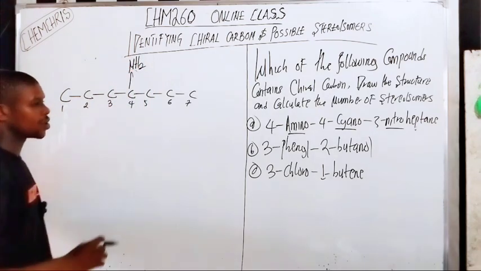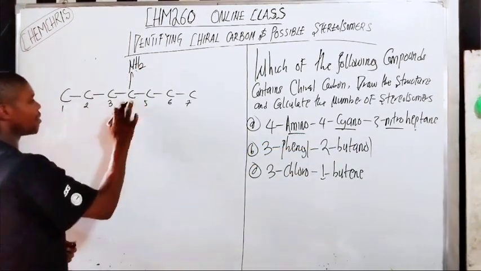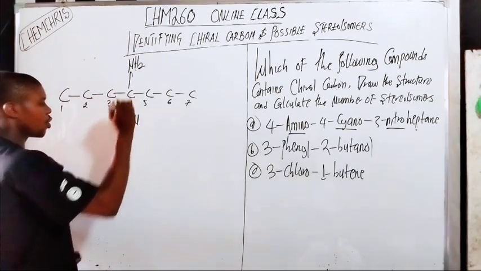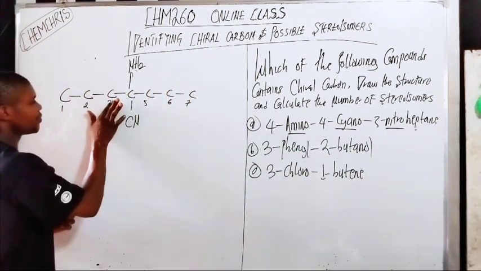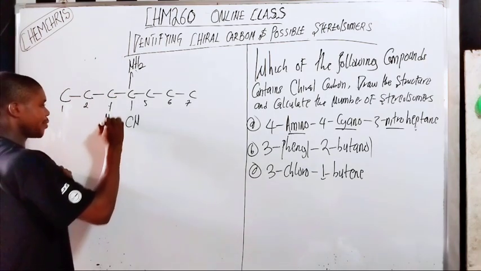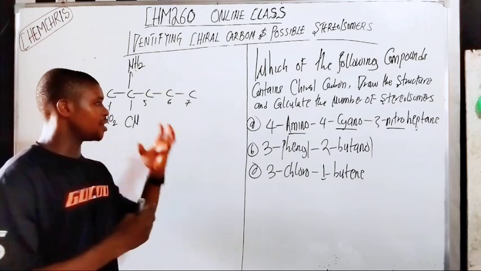and amino is NH2. It's called amino. At carbon number 4 we also have cyano, so you have CN. It's called cyano. Carbon number 3 has a nitro, so you have nitro, NO2. Do you understand?